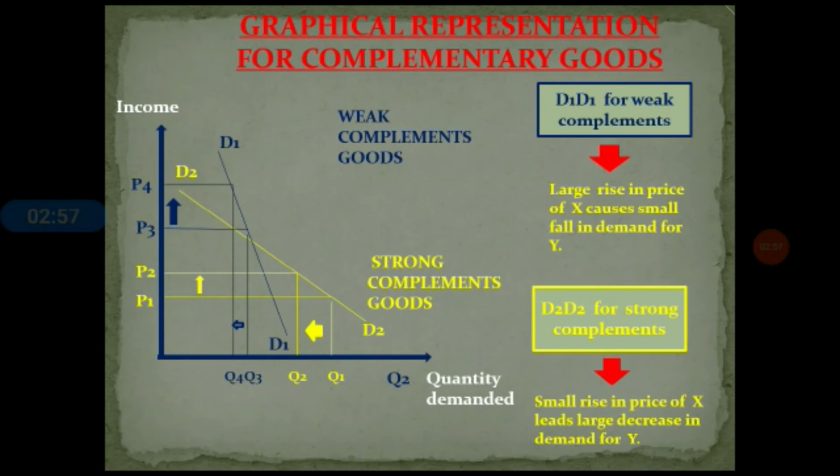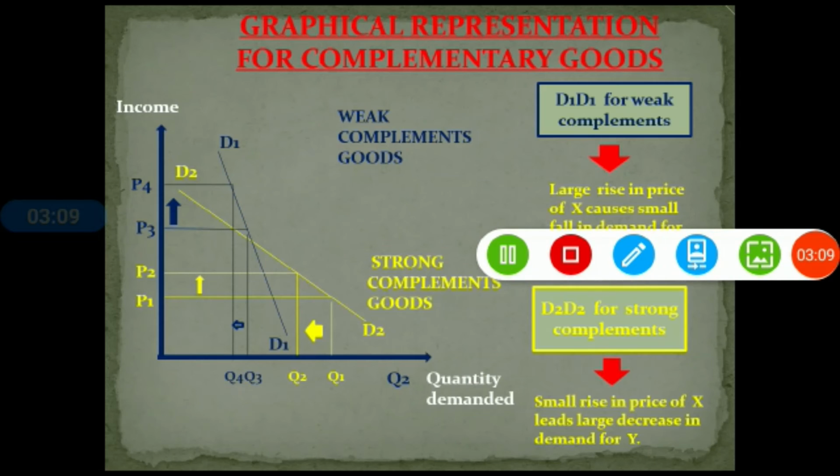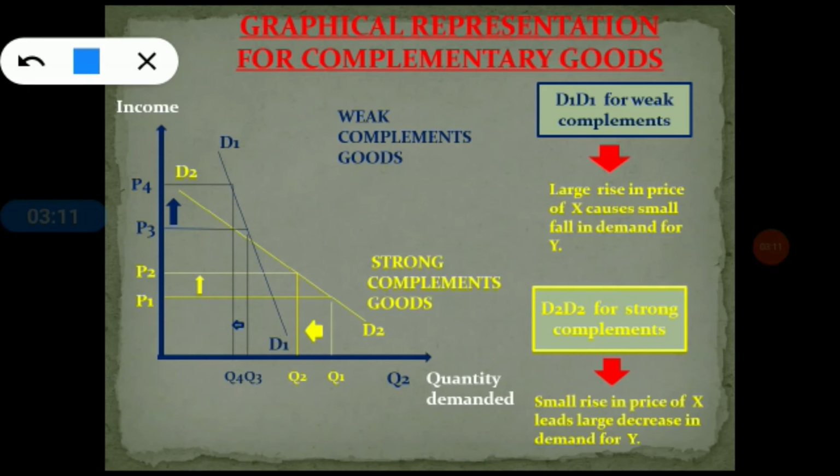Here is the other graphical representation for the complementary goods, and again we can see there are two types of complementary goods. The first one is weak complement goods and the second one is strong complement goods. The strong complement goods are indicated by the yellow color and the weak one by the blue color. So D1 is the weak complement goods, and at D1 we first have to explain the weak complement goods.